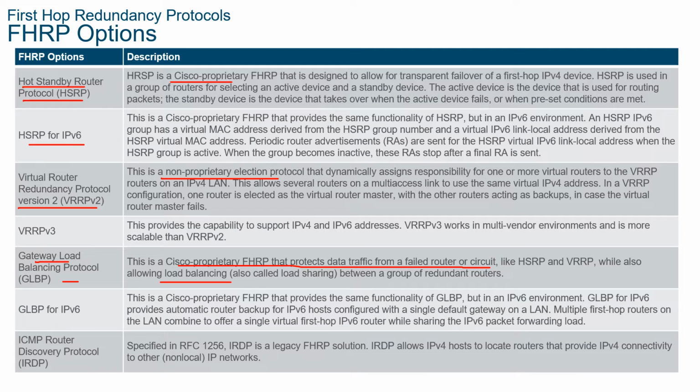Let's say you have two routers, both of them are used. In HSRP, there's one router that's declared primary, and the other router will only work the moment that the primary router fails. In GLBP, both of them are working. Both of the two routers are accepting data, accepting packets, forwarding, let's say, to an outside network. There's also a GLBP for IPv6. Another one is ICMP Router Discovery Protocol. This is legacy, meaning old, and it allows IPv4 hosts to locate routers that provide IPv4 connectivity to other IP networks.